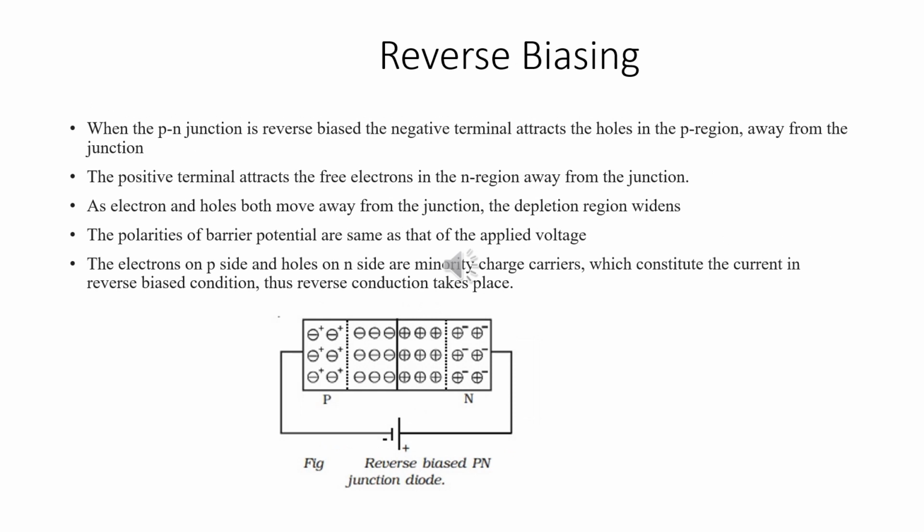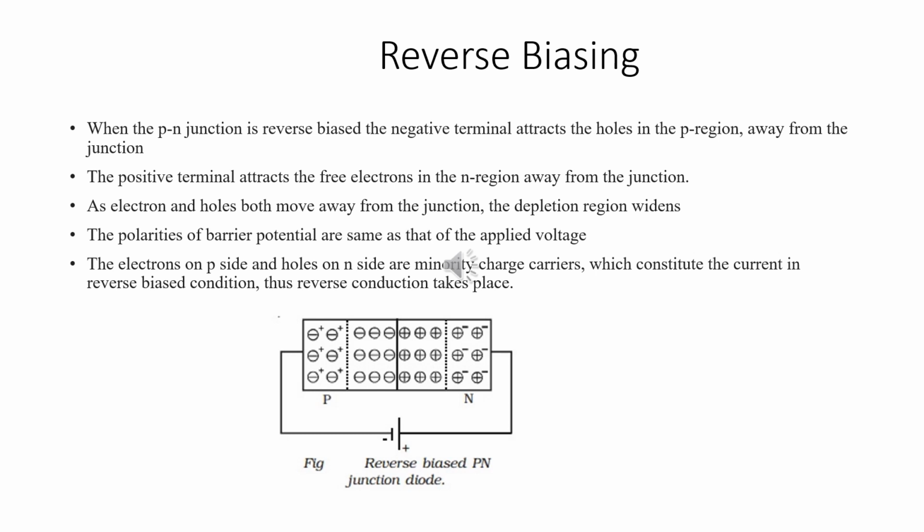And next is reverse biasing. If an external DC voltage is connected in such a way that the P region terminal of a PN junction is connected to the negative of the battery and the N region terminal of the PN junction is connected to the positive terminal of the battery, the biasing condition is called reverse biasing of a PN junction.